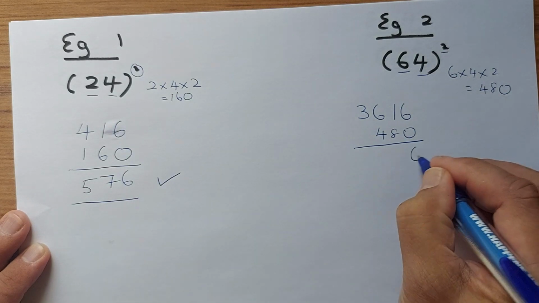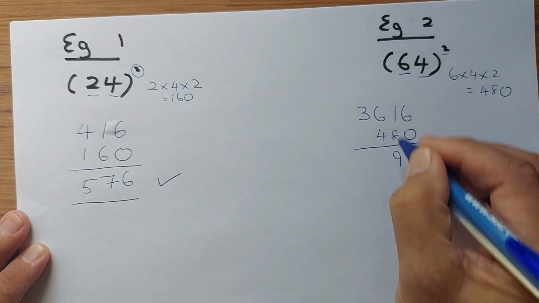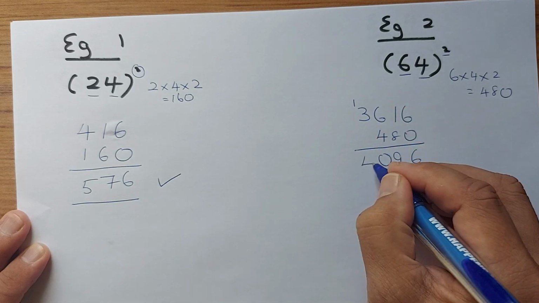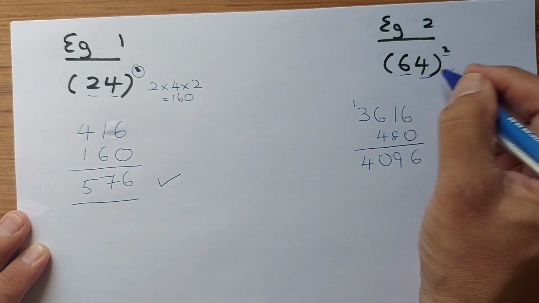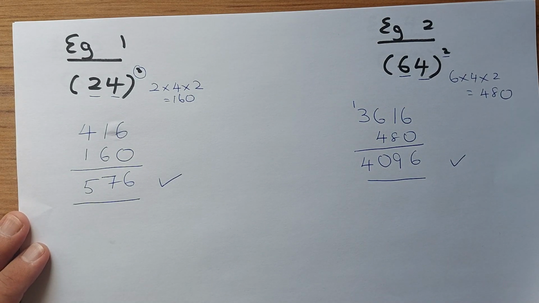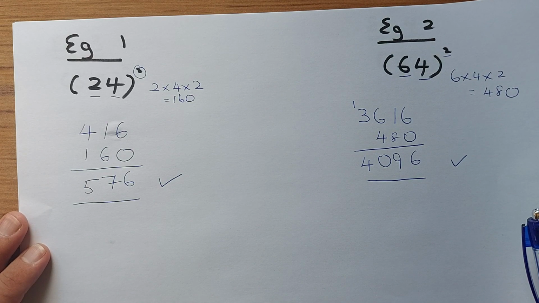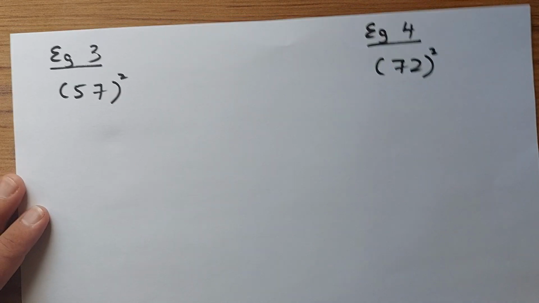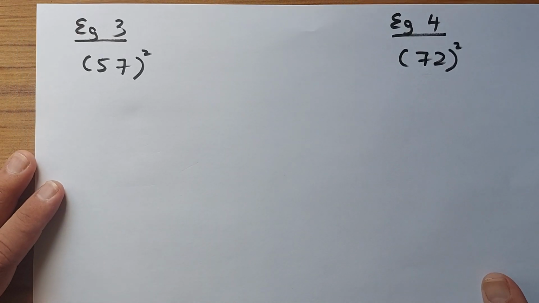6 plus 0 is going to be 6. 1 plus 8 is going to be 9. 6 plus 0 is 10. Carry up 1. 1 plus 3 is going to be 4. So the square of 64 squared is 4096. And that is a shortcut method or easy way to square any two-digit number. Okay, now we go on to the third example. By now you should be quite familiar.